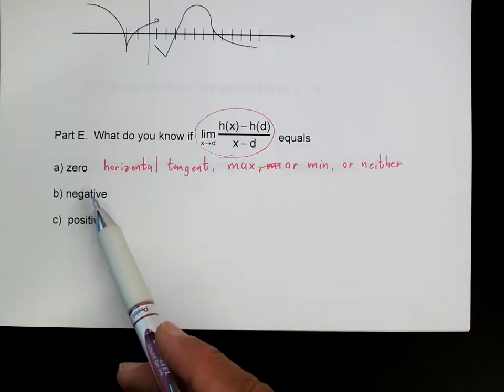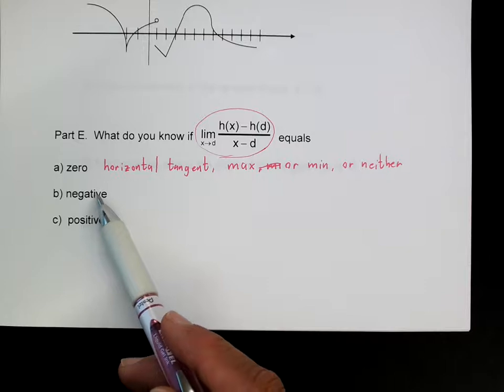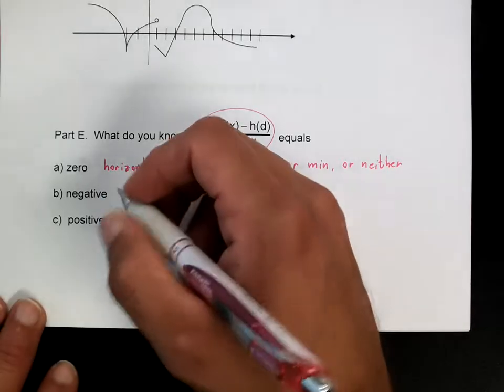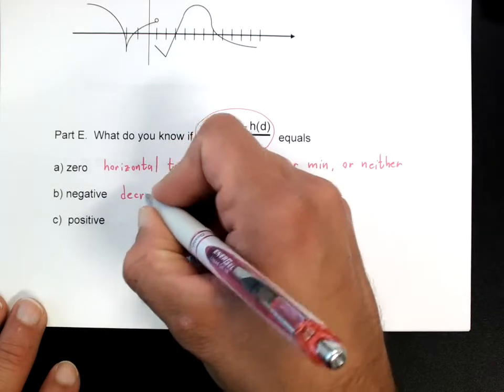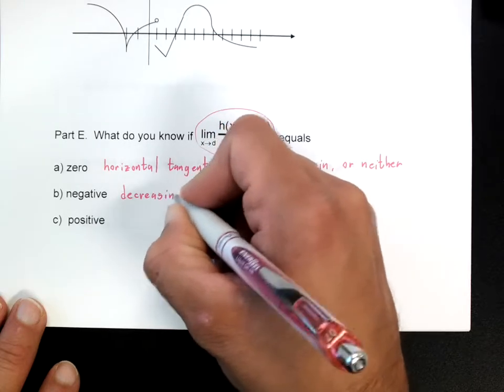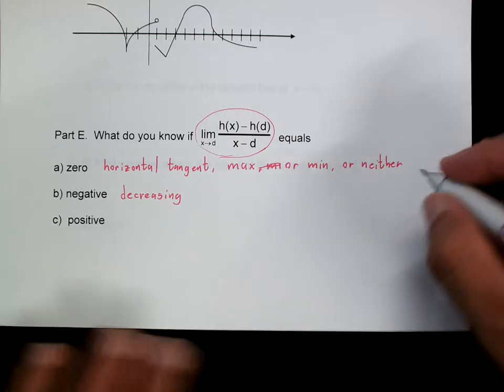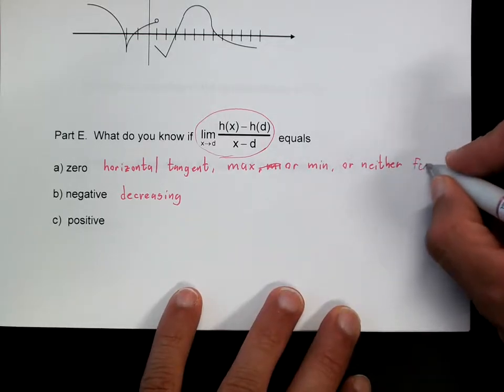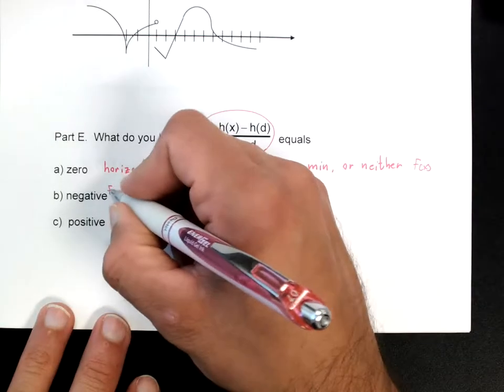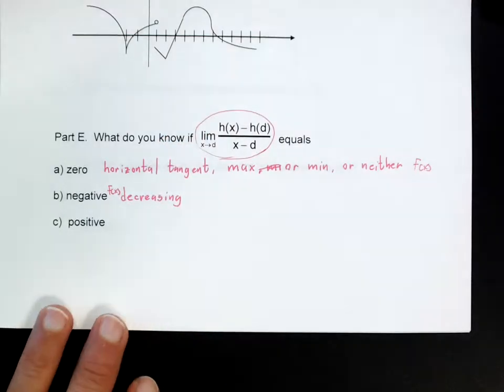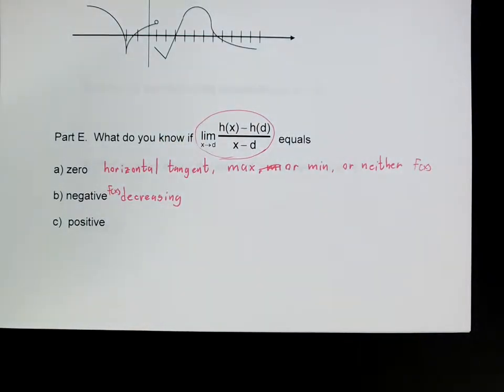What if the derivative was negative? What can you say about f of x? Decreasing. Decreasing. Perfect. Really, there's not much more you can say, all right? And by the way, I have to write, this is for f of x. So f of x is decreasing, right? Not to get that confused with the derivative.